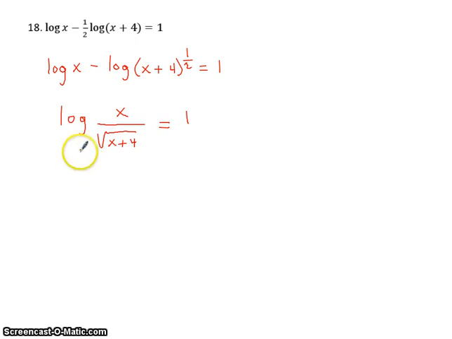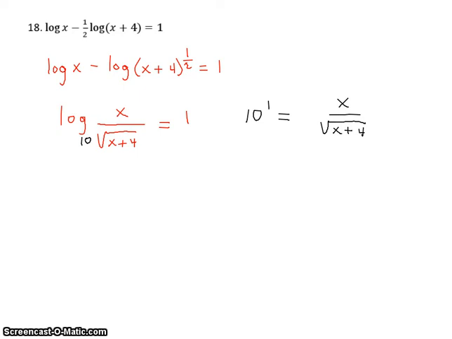Now I'm going to rewrite this logarithmic equation in terms of an exponential equation. Remember that the log has a base of 10. So we're going to say that 10 to the first power is equal to the quantity x divided by the square root of x plus 4. Okay, so now we're at the point where we can start simplifying this entire equation here.